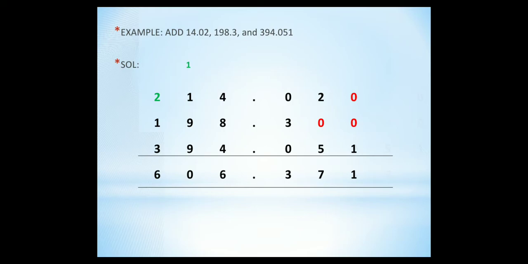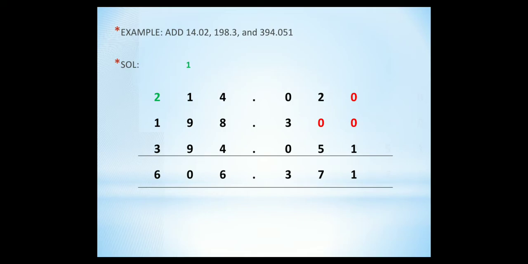So here I have a sum. I need to add 14.02, and the second number is 198.3, and the third number is 394.051. So I need to add all these three decimal numbers. So how to add? The first step is to write the numbers according to their places.